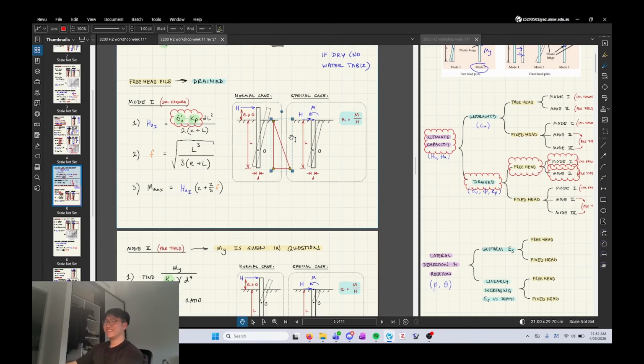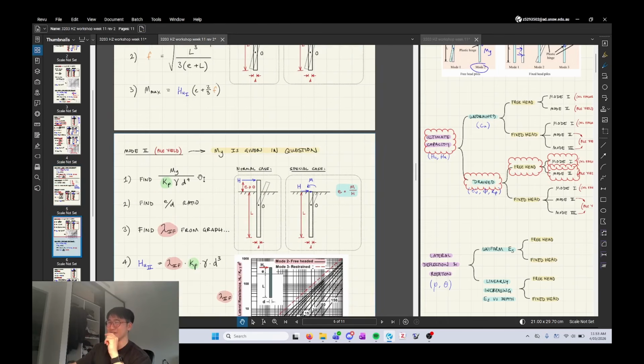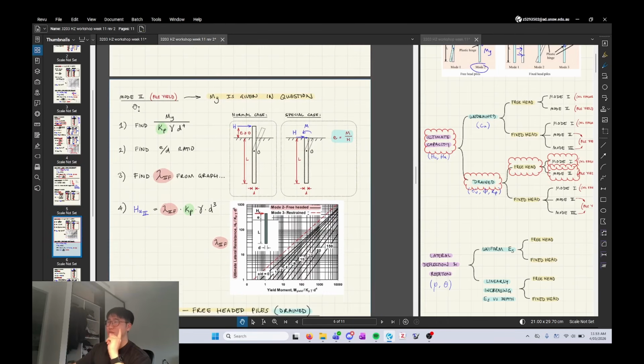Anyway, I'm not going to try to derive this again. This is just from the booklet, all right? So just follow these formulas. All right, mode 2. So this is where you have pile yielding. So you find this ratio, which goes into this graph.